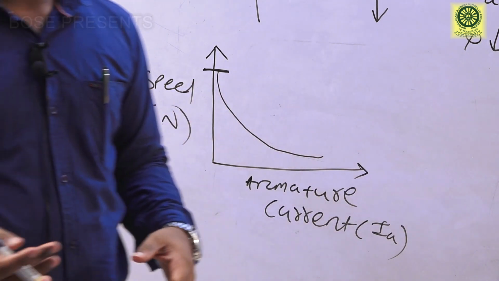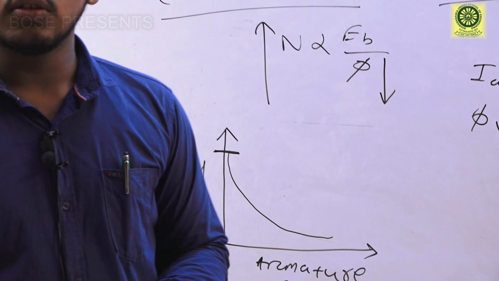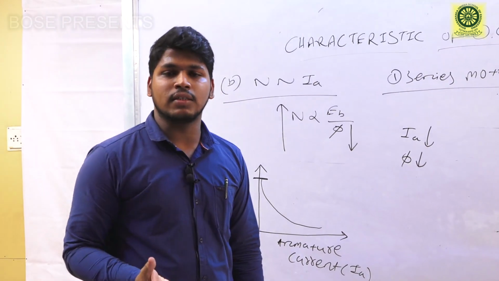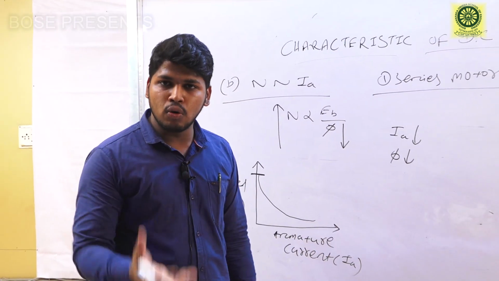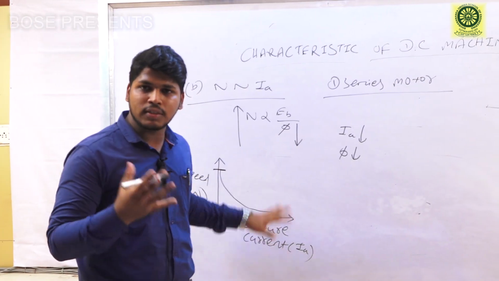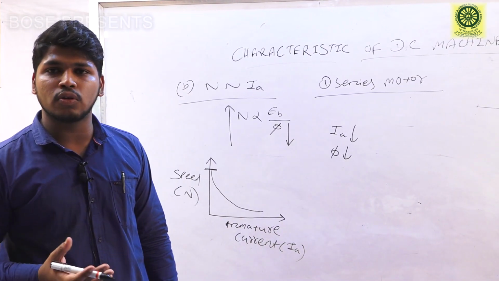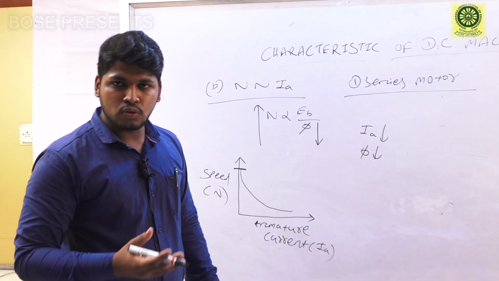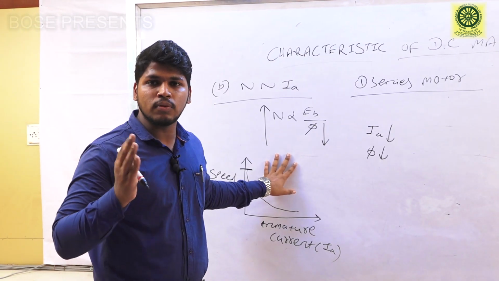So we say that at no load condition the series motor should not be started. It should be started with some load, because without load at starting the speed of the series motor is dangerously high. So it should be started with some load.